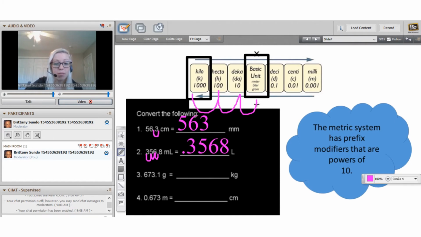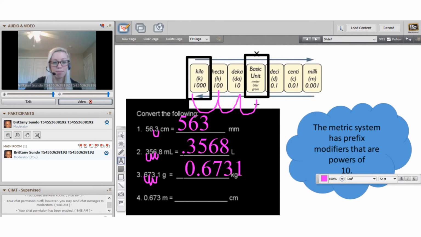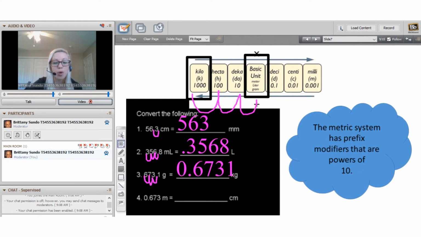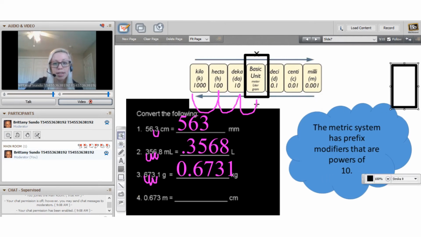So let's do the same with our decimal. 1, 2, 3. And our new number now becomes 0.6731 kilograms. Okay, so that's our answer for number 3. Number 4. All right, so we want to go from meters to centimeters.